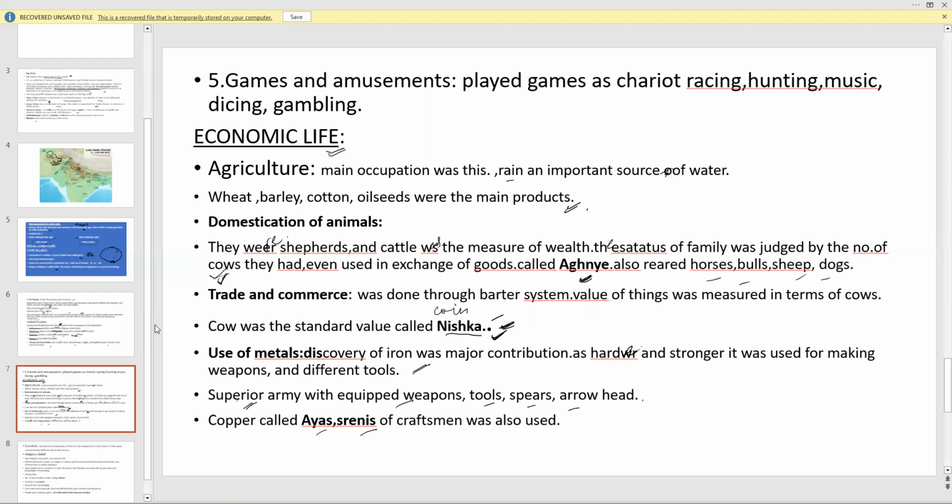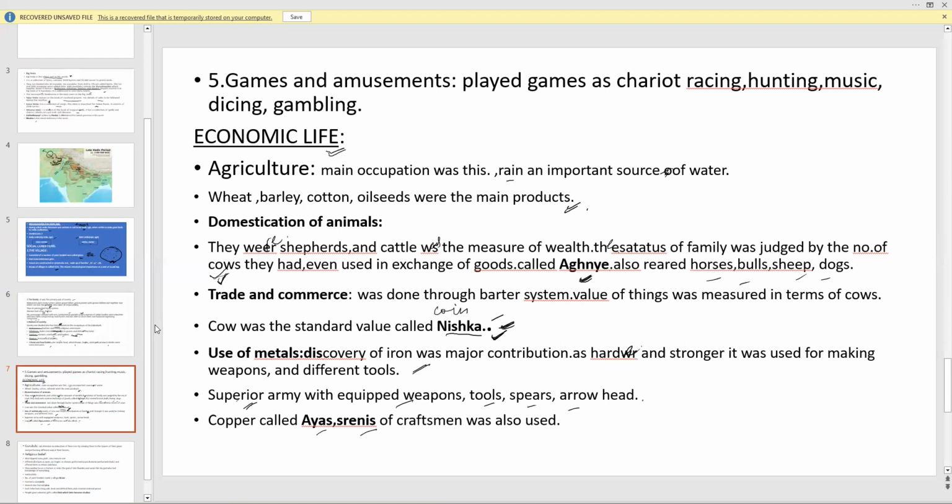And among other occupations during this Rig Vedic time, there were many carpenters, jewelers, goldsmiths, chariot makers. It means Aryans believed that no profession is below one's dignity. Whoever had the skill would develop their own skill and opt for any kind of profession.